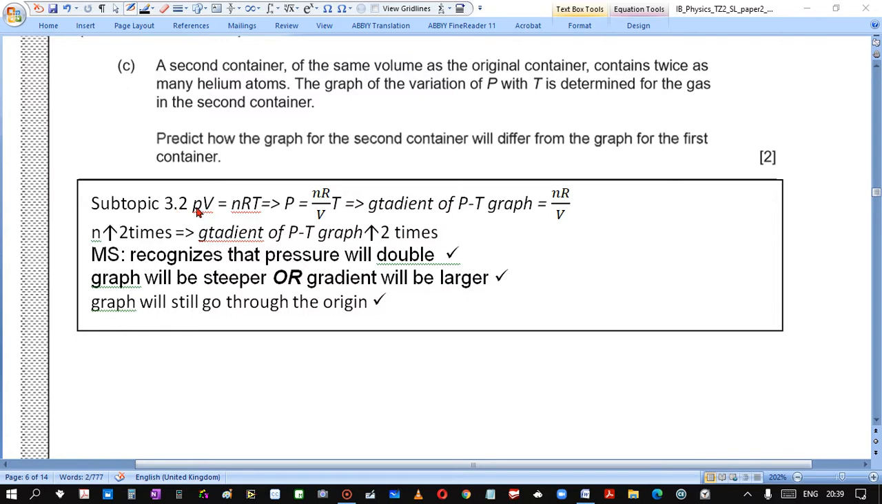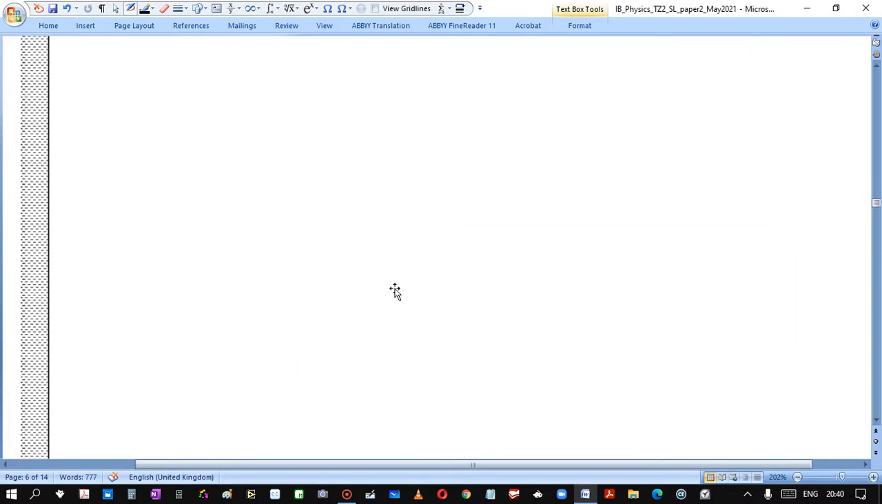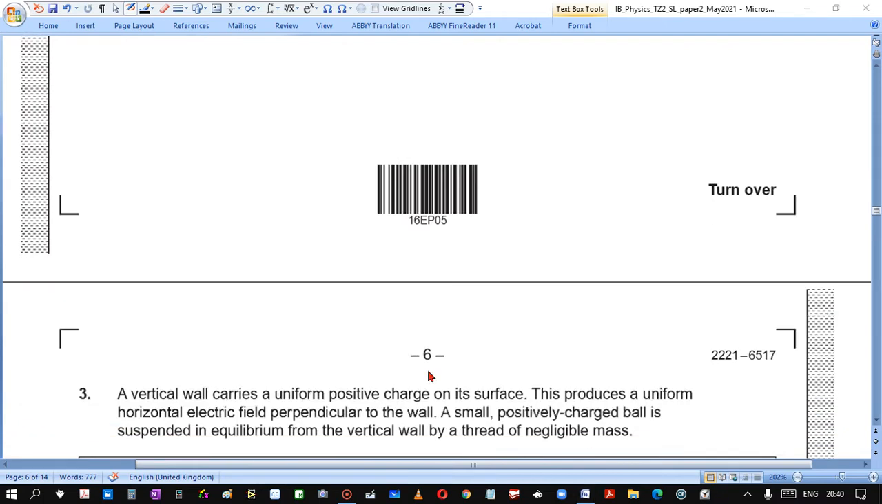Again, subtopic 3.2 gives us the gas equation. We write this formula for pressure, and we see that pressure is proportional to Kelvin temperature. And when the number of moles increases 2 times, the gradient of the graph also should increase 2 times. So from the mark scheme, they say that pressure will double, the graph will be steeper, but the graph still goes through the origin, which is nonsense because we don't see the origin.